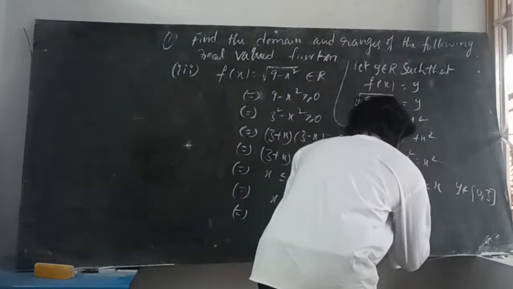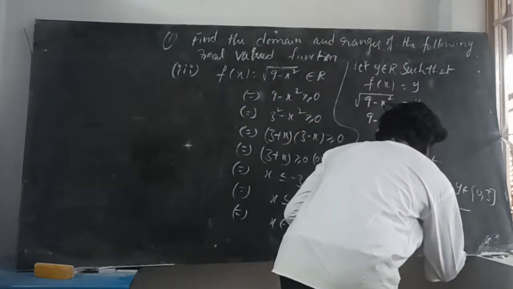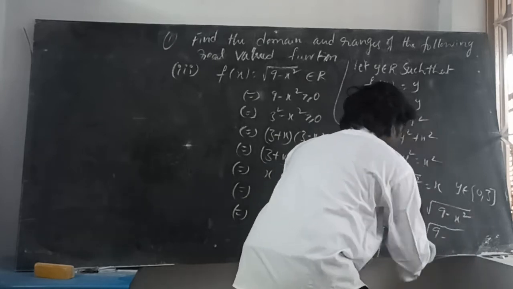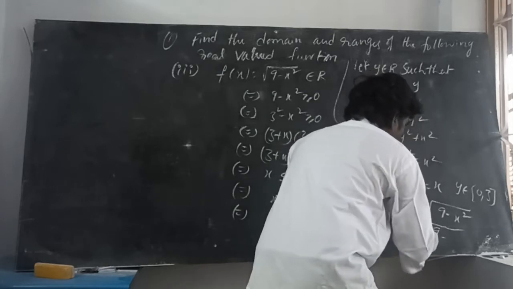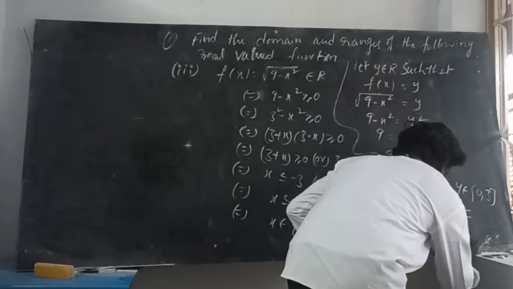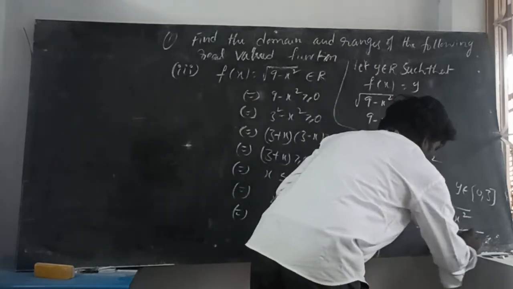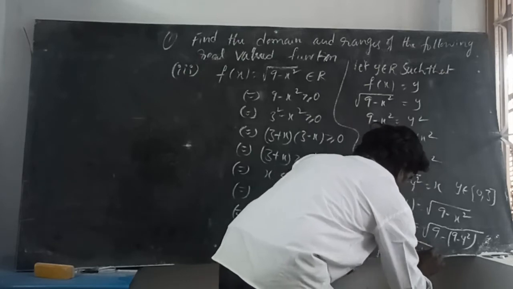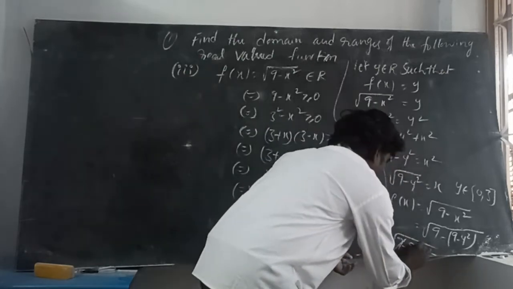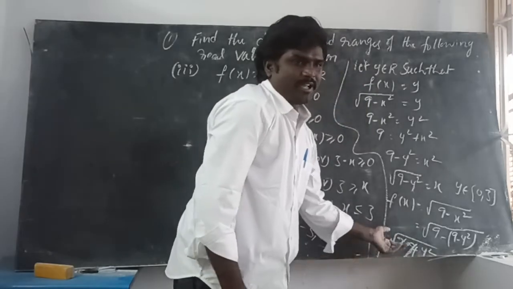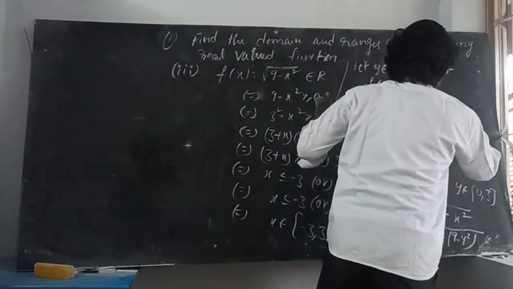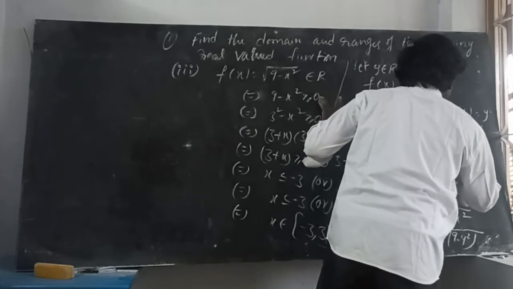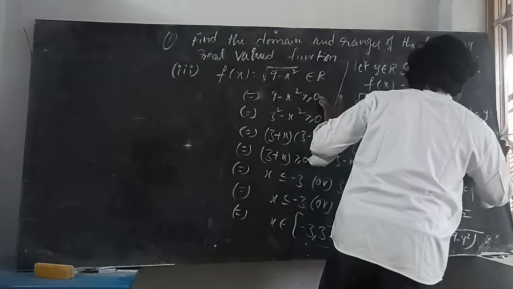So here f of x is equal to square root of 9 minus x square. In the place of x you can write the square root of 9 minus y square. That is, we get 9 minus, 9 minus y square. So minus into 9, minus 9, minus minus plus. So that is 9 minus 9 plus y square, 9 minus 9 cancel. The square root of y square is how much? y. So therefore f of x is equal to y. So therefore the range is y belongs to 0 to 3.